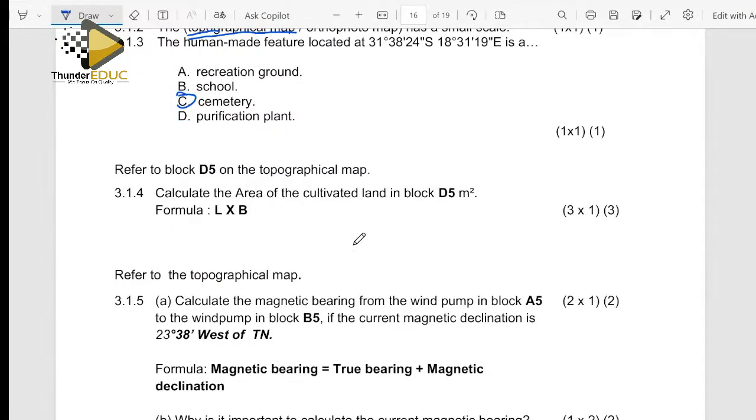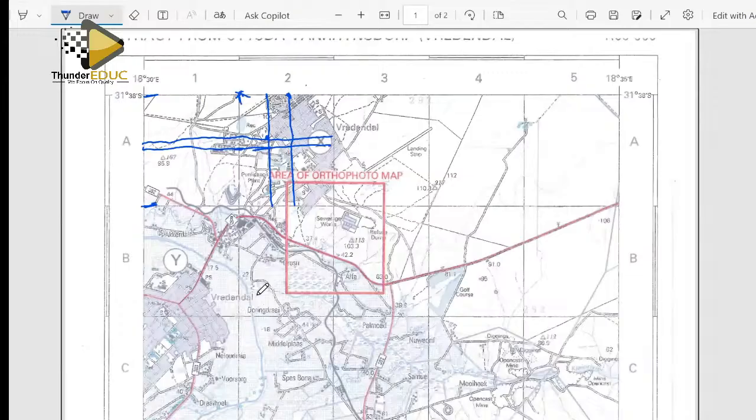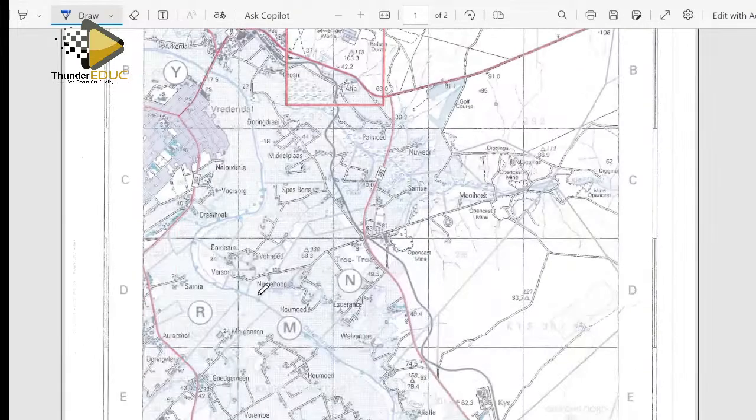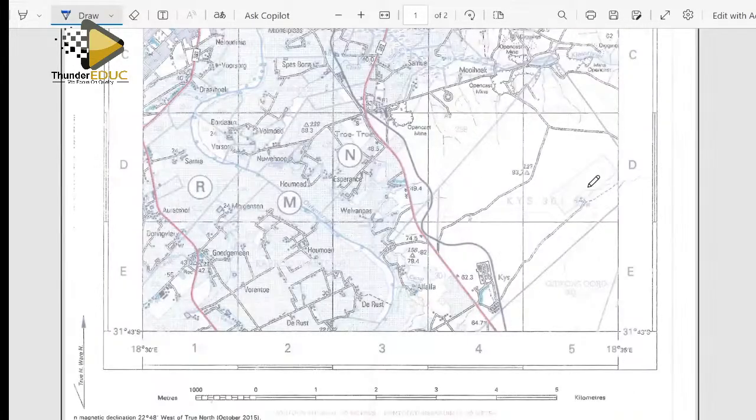Calculate the area of the cultivated land in block D5 in square meters. Right, we go to our map. We want to calculate the area of the cultivated land in block D5. We want this feature here, the cultivated land. This marks our length of the area, and this marks our width of the area. This is a polygon or an area feature, so we want to determine the area of that.